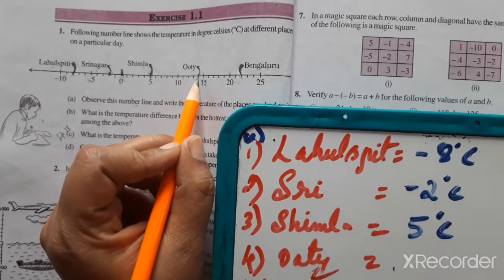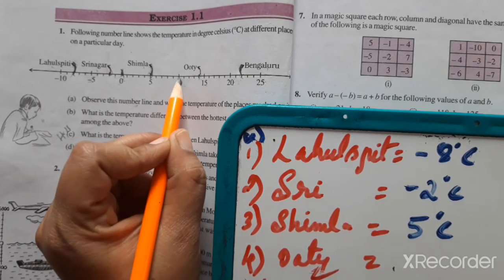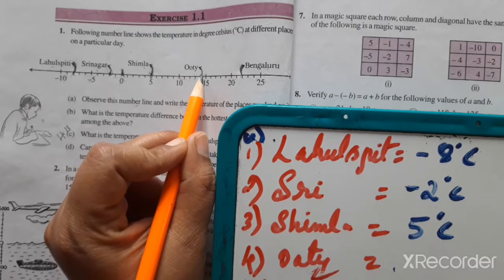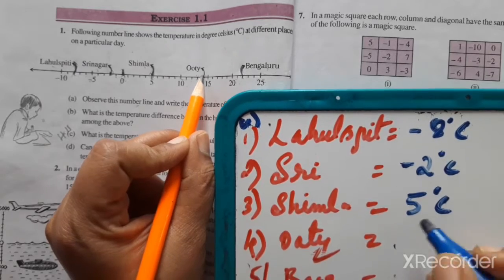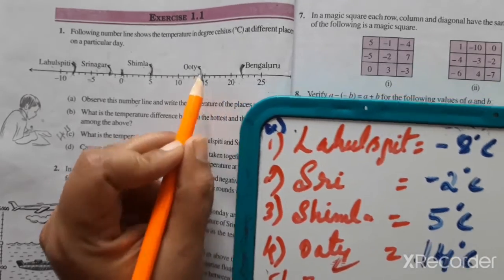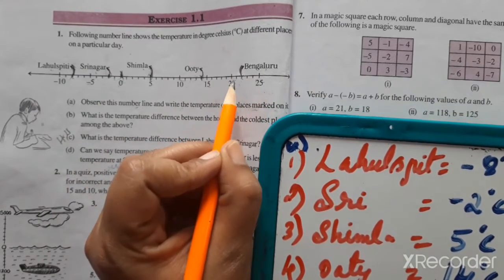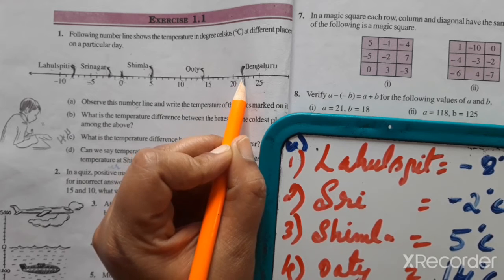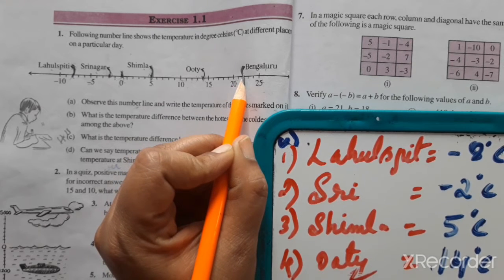Then Ooty temperature. Look here, children, 10, after 10 positive numbers, no? 10, 11, 12, 13, 14. The mark is on 14. So what is the Ooty temperature? 14 degrees Celsius. Then Bangalore temperature. So here 20, after 20, 21, 22. So Bangalore temperature is 22 degrees Celsius. The arrow mark is on 22 degrees Celsius.